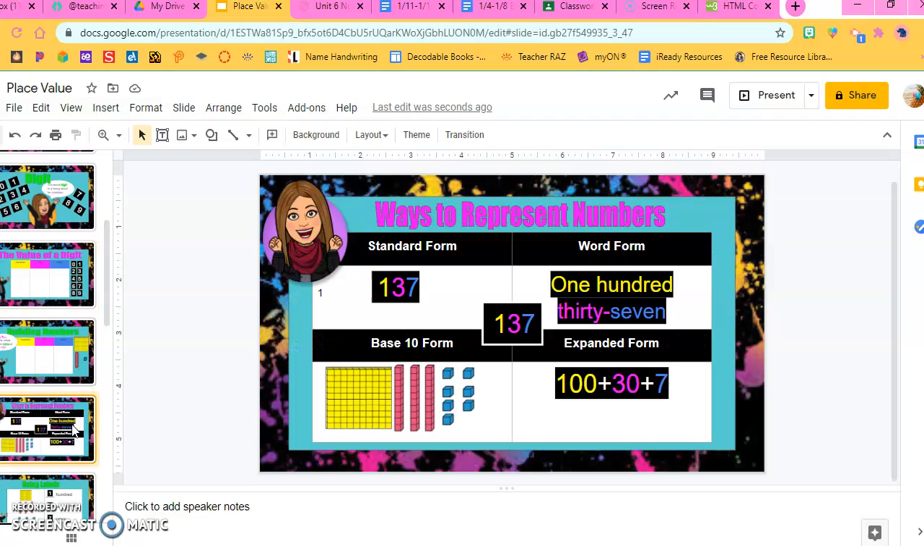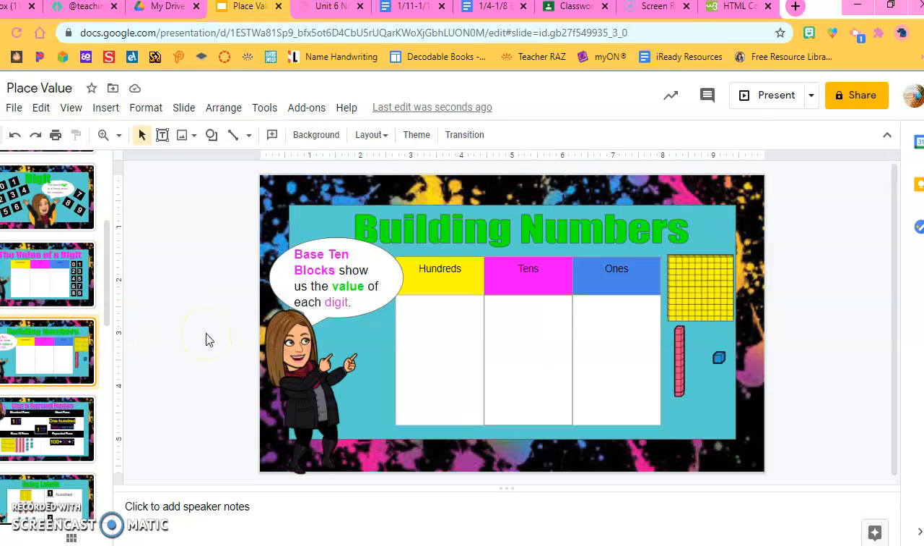So let's go, did I skip one? I did. Base 10 blocks show us the value of each digit. So we can represent every number using base 10 blocks. And remember when we were starting in the beginning of the year and we said that these were bits and that these were sticks, and this is one little square, and we counted how many little squares we had on our stick, and we had 10 little squares in our stick. So this is a different shape. It's a stick and it's stacked up, but really it's representing 10 of these little ones.